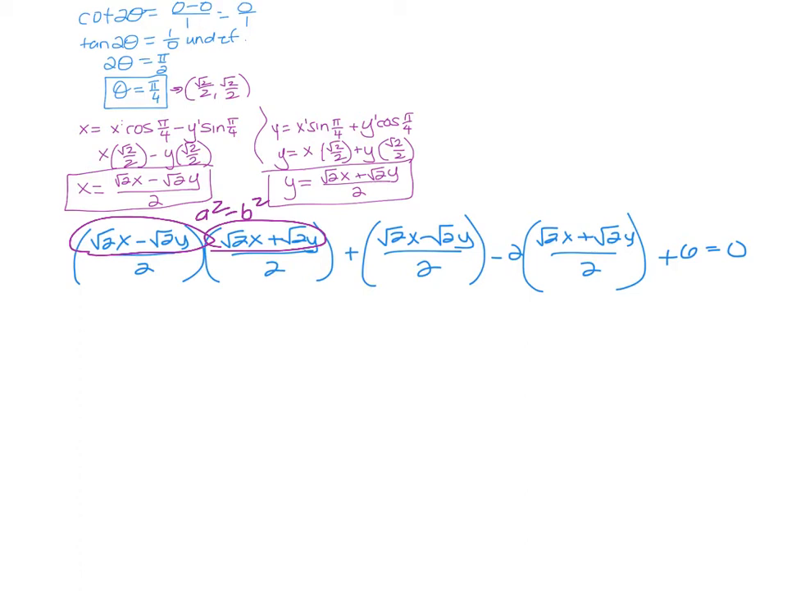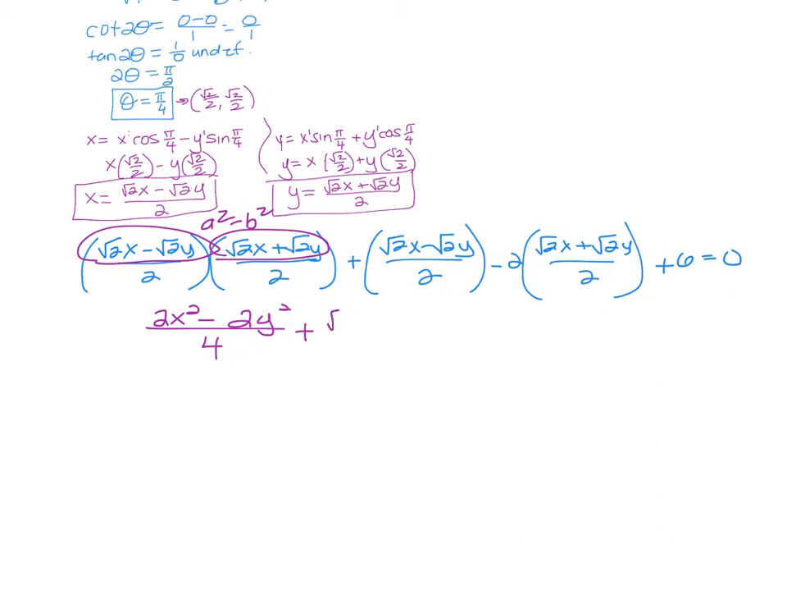So the square of the square root of 2x would be 2x squared. The square of the square root of 2y would be 2y squared, and then I put a minus between them. 2 times 2 in the bottom is 4. Plus root 2x minus root 2y over 2. And then this one, these actually cancel out, but I'm going to keep it because I'm going to multiply by 2 to get rid of it in a minute. So I'm just going to distribute that 2 in. So this negative goes to both: negative 2 root 2x minus 2 root 2y over 2, plus 6 equals 0.